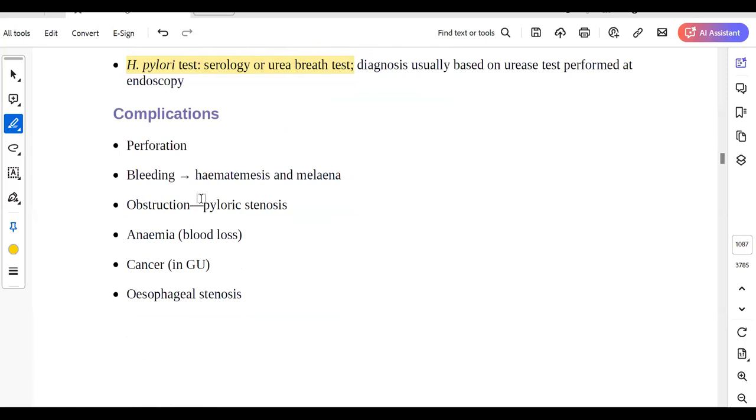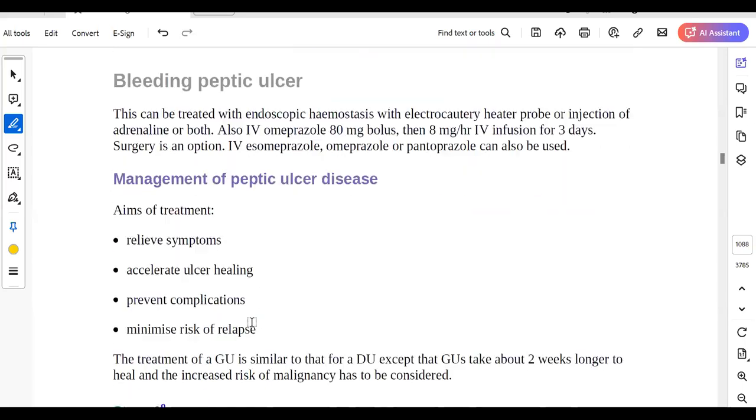Lots of complications are there for the ulcer. It can perforate, they can have bleeding, obstruction, anemia, lots of problems are there.